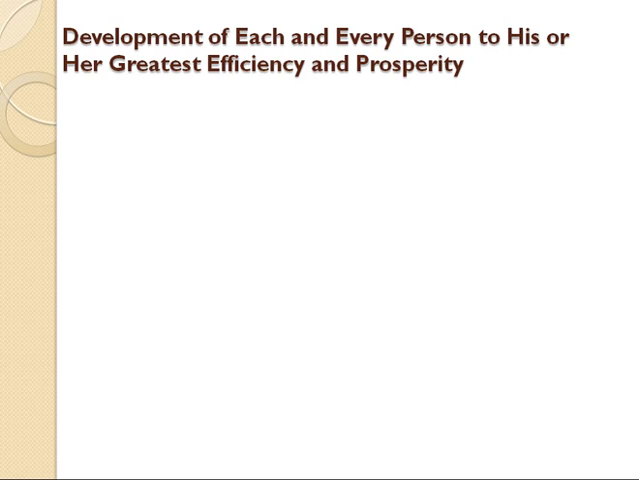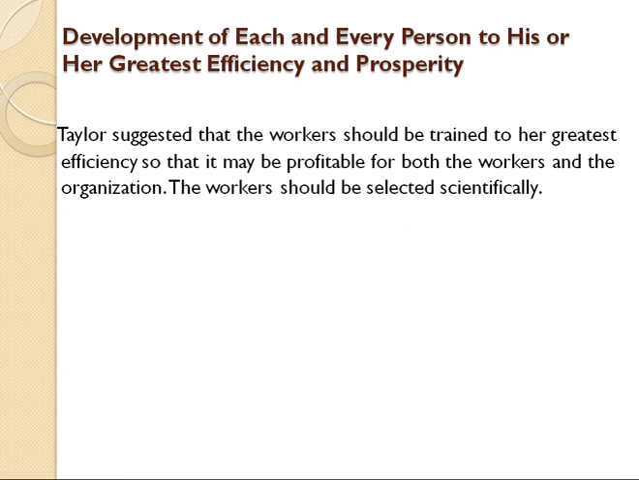This principle is also showing the fact that scientific management is not for the benefit of the workers only, it is for the benefit of the organization and workers both. Taylor suggested that the workers should be trained to their greatest efficiency so that it may be profitable for both the workers and the organization.